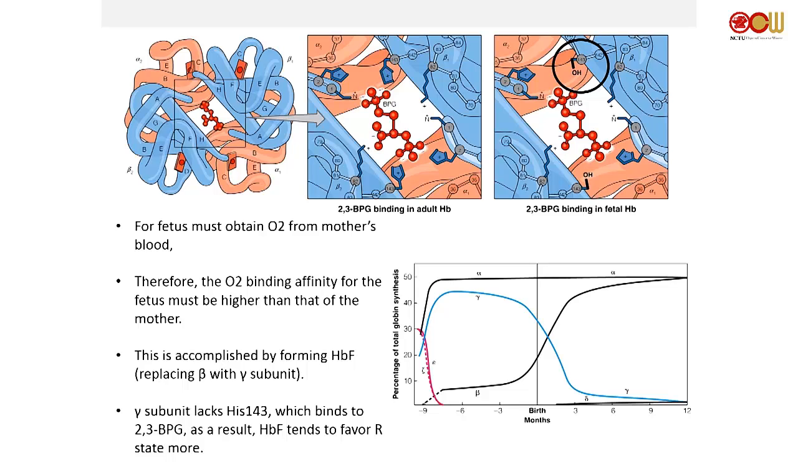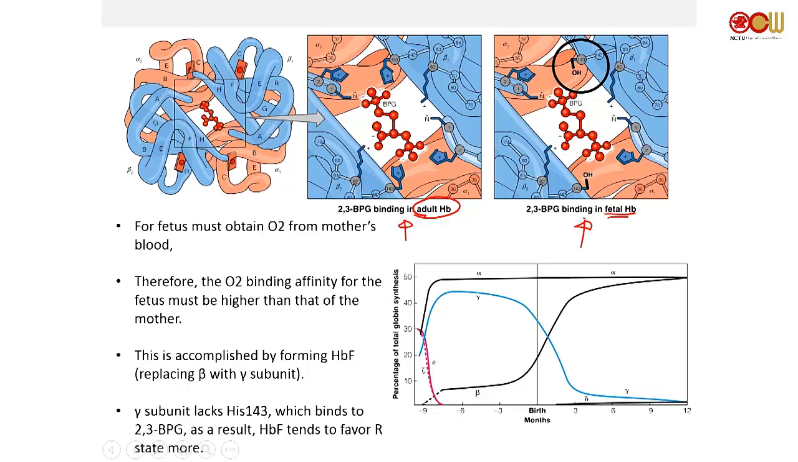Now, one thing I'd like to share with you guys is that during the developmental stage, your hemoglobin actually changes. Okay, so when you're a fetus, like a little baby but inside of your mom, then you don't have alpha beta for your hemoglobin. Actually, you have alpha gamma. So this is adult hemoglobin shown in this picture. This is fetal hemoglobin shown in this picture.